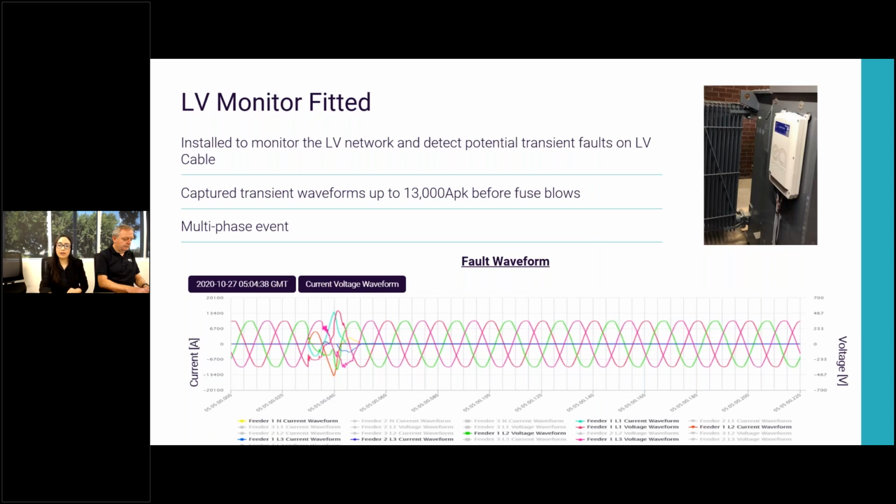So the electricity company decided to install the LV monitor at the low voltage substation. As soon as it got installed, we started to detect potential transient faults. We also were able to see that the problem was happening in feeder 1, so we took a closer look within feeder 1.